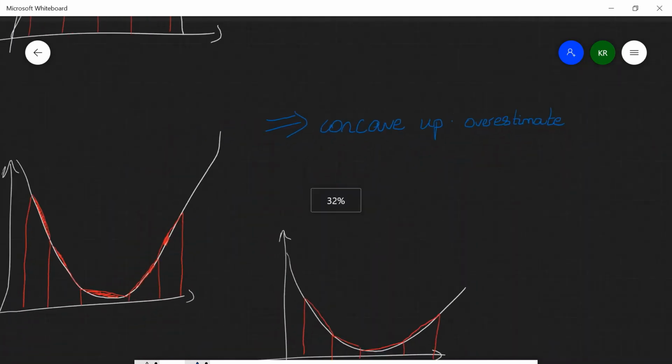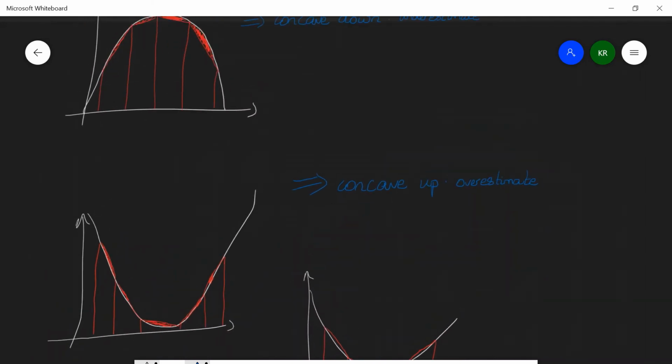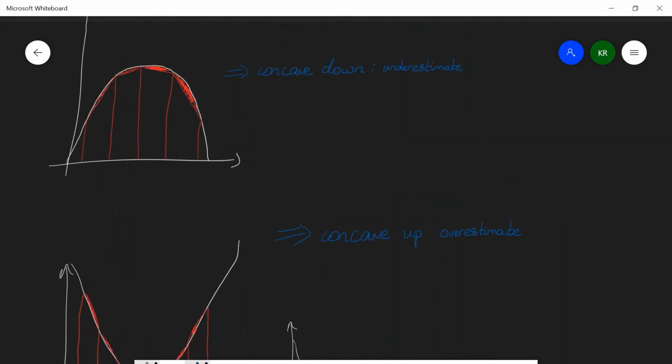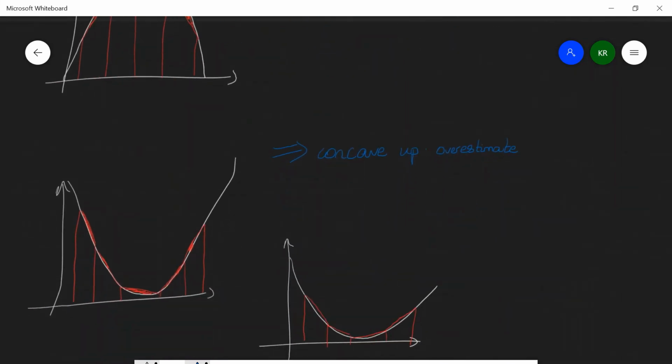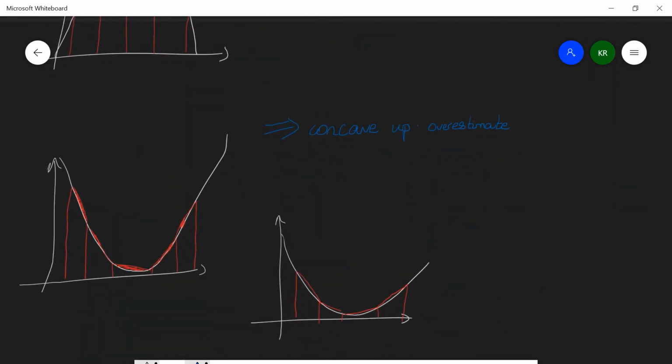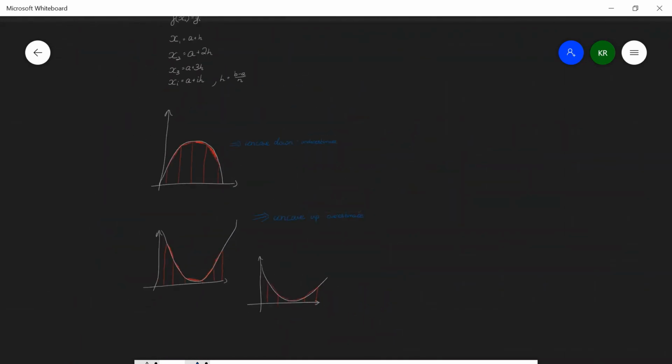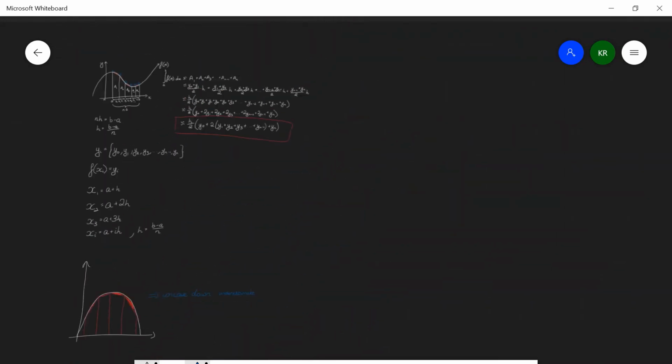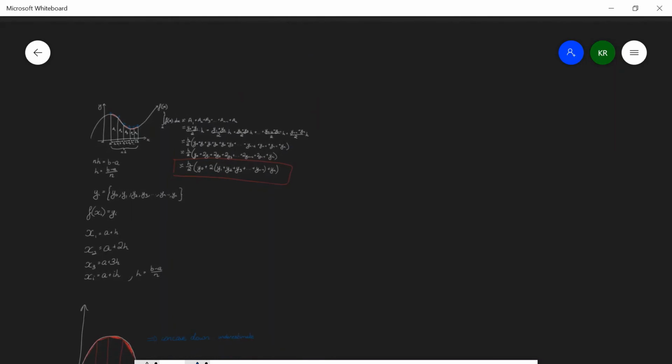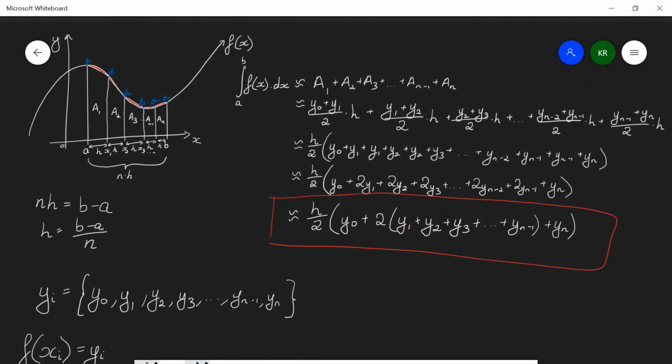How do you check the concavity? Well, you just check the second derivative. If the second derivative, the rate of change of the gradient, is less than 0, then it's concave down and it's an underestimate. If it's greater than 0, then it's concave up and it's an overestimate. So that's why with the trapezium rule we can identify whether it's an overestimate or an underestimate.